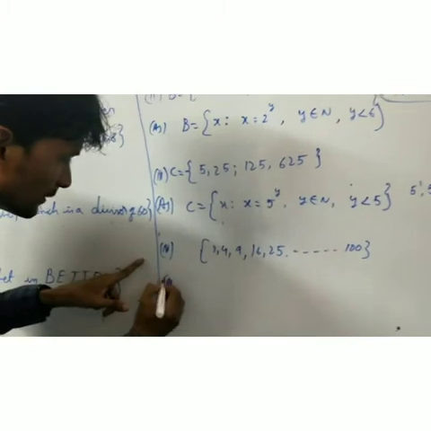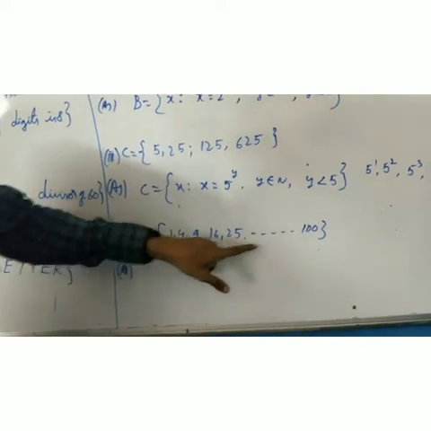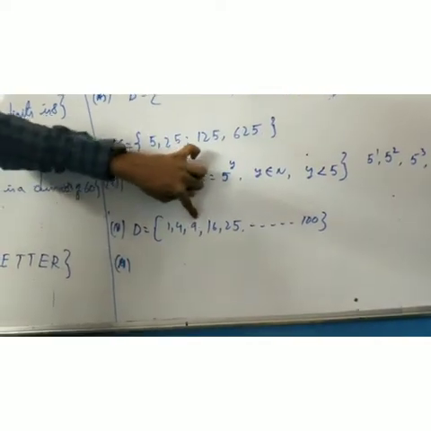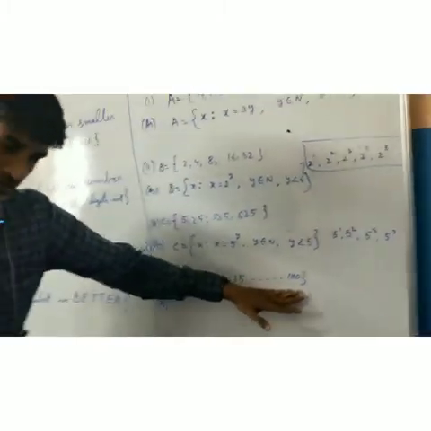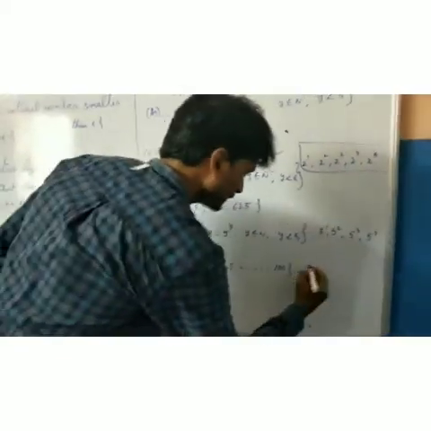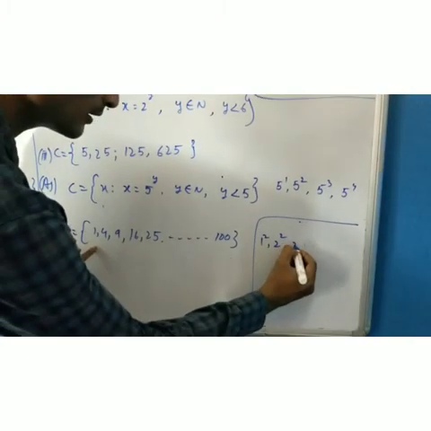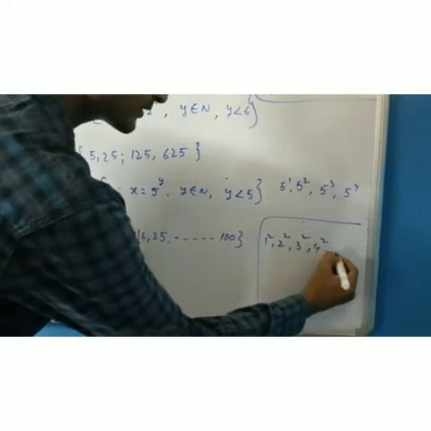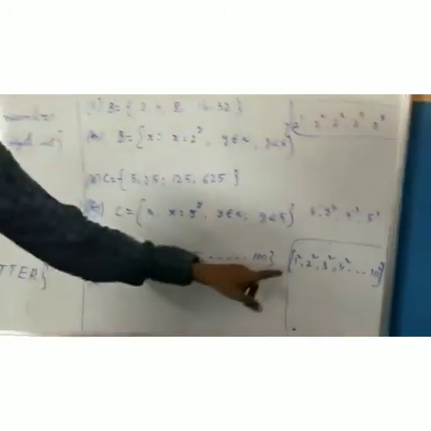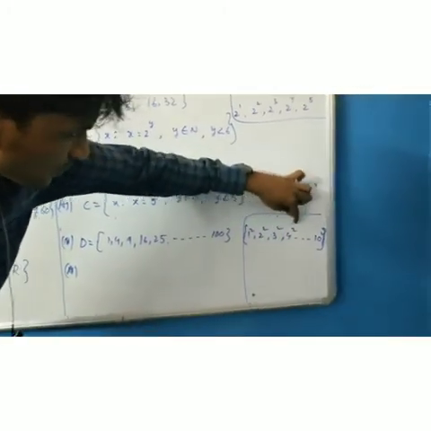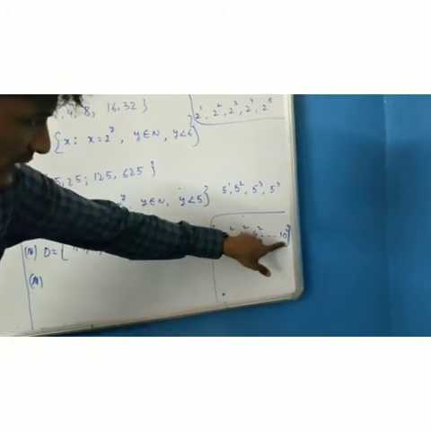Next, the last one. D equal to 1, 4, 9, 16, 25, up to 100. 100 means this set contains 10 elements in total. Roughly I will explain it here: 1 square, 2 square, 3 square, 4 square and up to 10 square. What we observe here is that the power is always 2, and the base is 1, 2, 3, 4, only natural numbers.